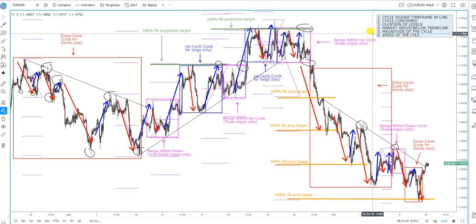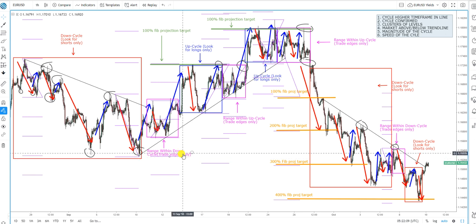Let's keep the focus on the 5th point, which is magnitude of the cycle. In other words, how strong is the move away from a potential range, or whenever there's a turnaround, how strong is it. And 6, velocity. Is it very impulsive, or is it evolving in a very compressive manner? So now, without further ado, let's get into the analysis of this chart.